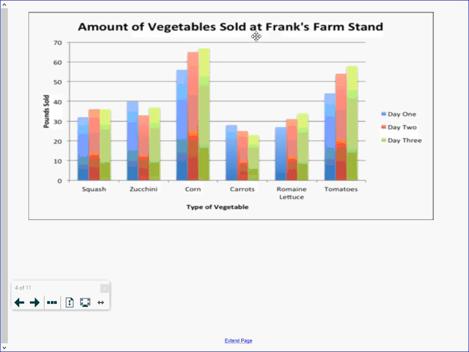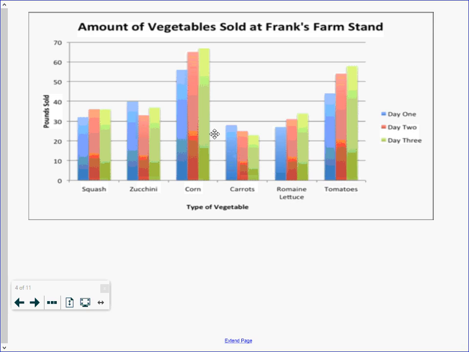Amount of vegetables sold at Frank's farm stand. Pounds sold. Now this is pretty interesting. So there's 3 bars per vegetable. Well, what does the blue mean? Let's take a look over here. Day 1. Day 2 is red. Day 3 is green. So if you're taking a look here, it kind of looks like the green day overall seems to be the highest one. So the 3rd day seems to be the day that they sold the most.